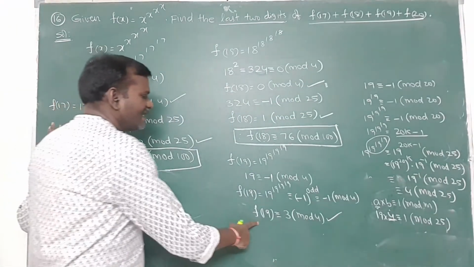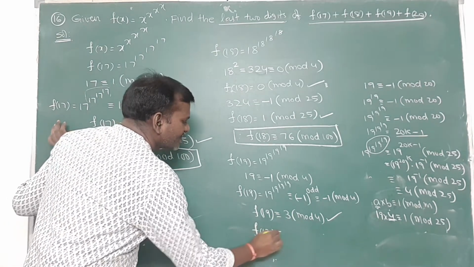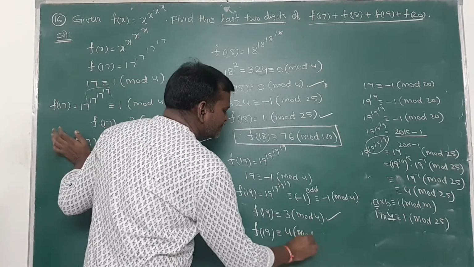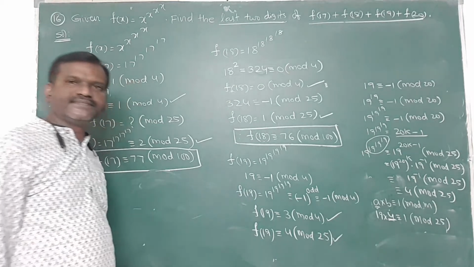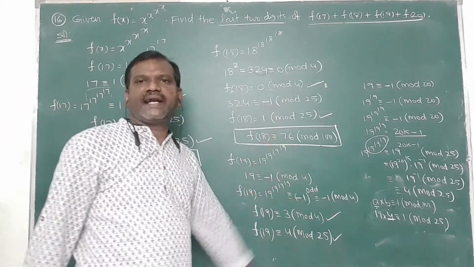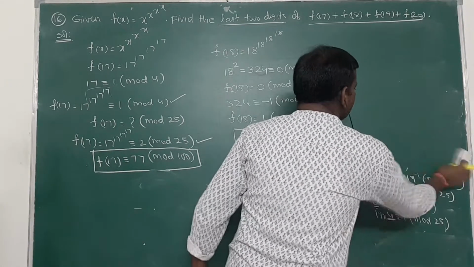So f of 19 is congruent to 3 mod 4 and f of 19 is congruent to 4 mod 25. This is the working part for that. So now I want the remainder when this is divided by 100. So which number is possible here? Again I will check it out.